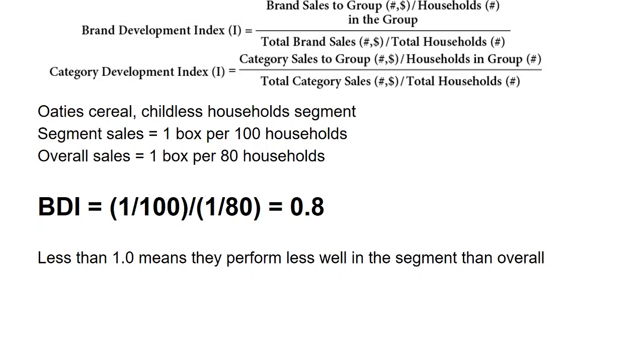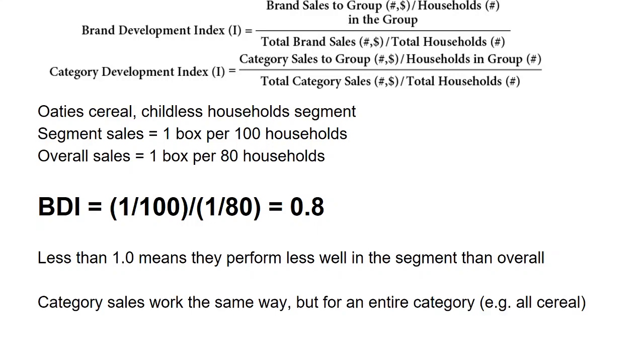So basically, trying to wrap your head around this: we have a targeted segment, childless households, and we sell basically 1 unit per every 100 childless households. But we also know overall that we sell 1 box of our cereal per 80 total households, and that includes the childless households that we're targeting, plus all other segments that we're not necessarily directly targeting. So again, we sell less frequently to our targeted segment than we do to the population as a whole.